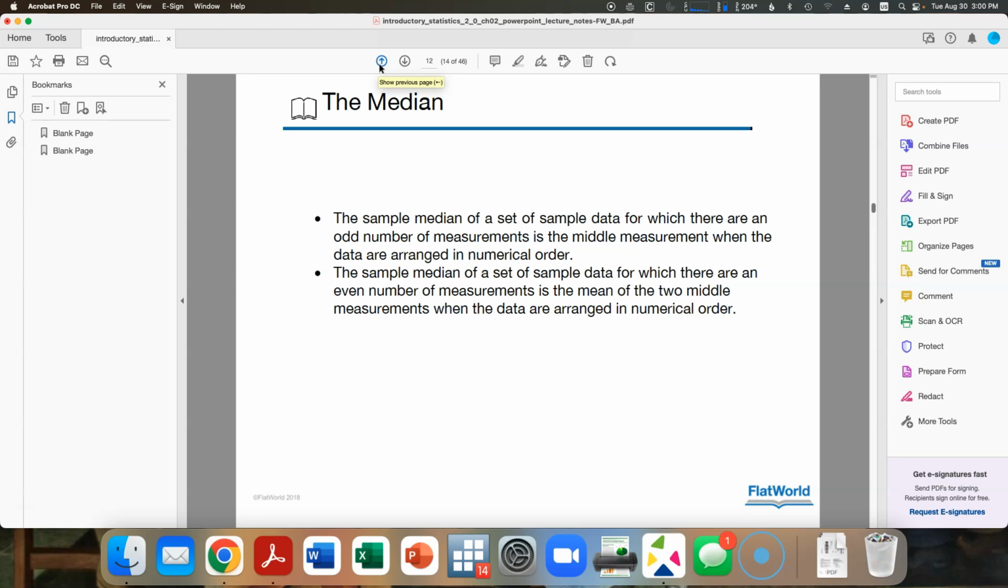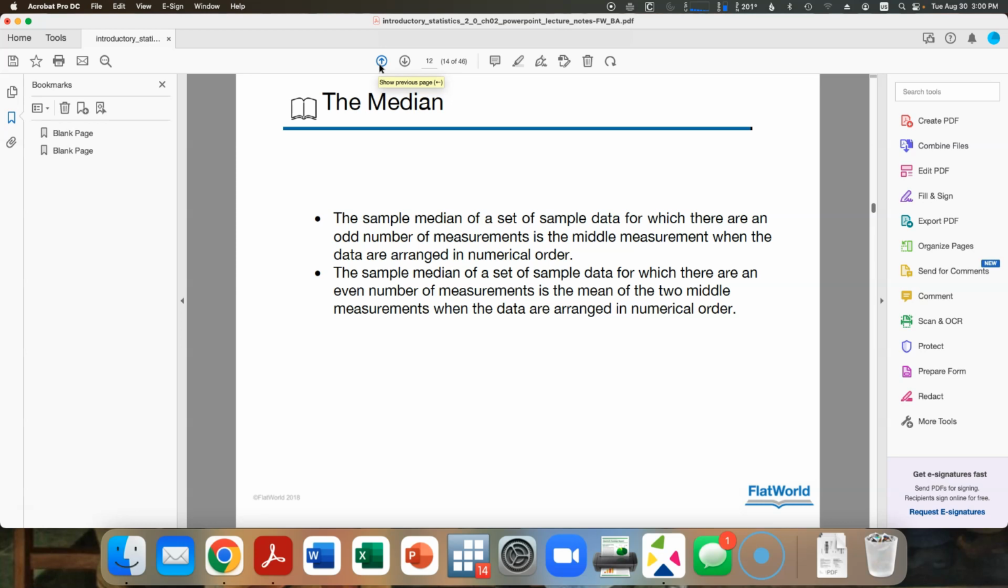If you have an even number of measurements, simply what we would do is we would take the 2 middle measurements and take the average across those 2. Again, rank ordering the numbers in your sample.